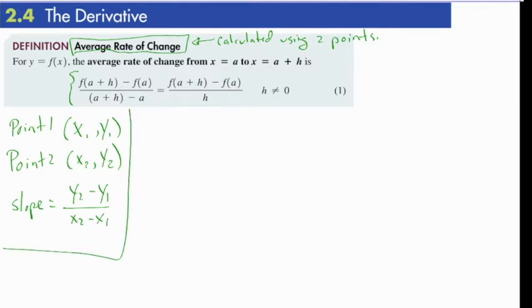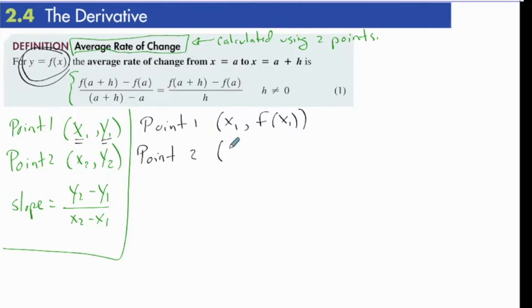But now, we've already said that the variable y is the same as evaluating f of x. They're interchangeable. So point 1 could be expressed as x1, comma, f of x1. That means we took the x1 value and plugged it into the function to get the y value, but we're expressing it with function notation. And we can say that point 2 is x2, comma, f of x2. And we say, great, okay, now we've gotten rid of the y's and we have the f of x1 and f of x2. But let's go further.